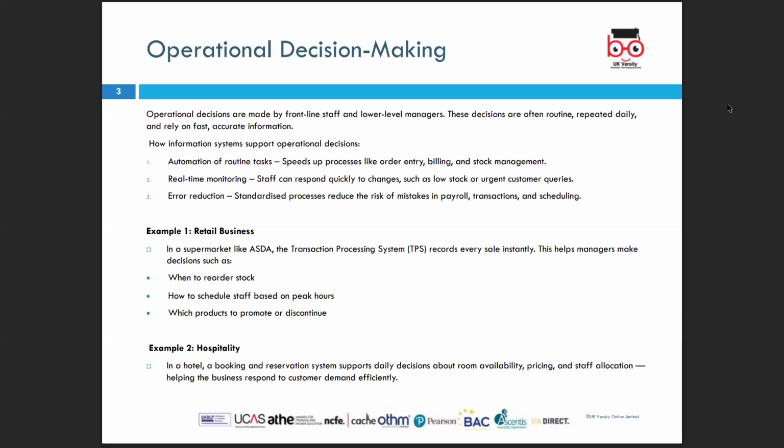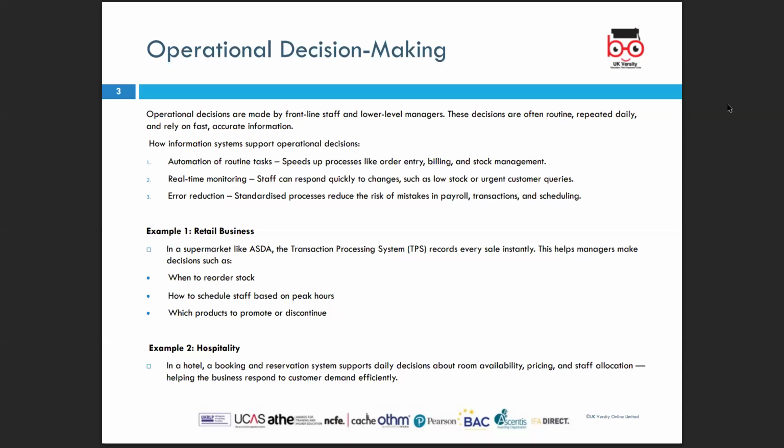So how does this information support our operational decisions? It can support them with automation of routine tasks. This helps us to speed up the process, like order entry, billing, and stock management. Real-time monitoring, where staff can respond quickly to changes. Error reduction, where we have a standardized process to reduce the risk of mistakes in, for example, payroll, transactions, or scheduling.